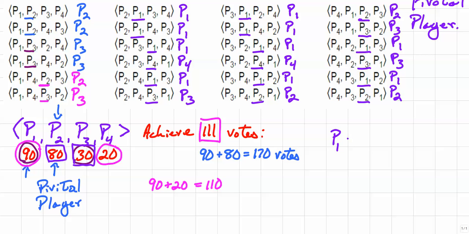which is really going to be my Shapley-Shubik 1, SS sub 1, and we simply count the number of p sub 1s. We'll go ahead and count them off. 1, 2, 3, 4, 5, 6, 7, 8, 9, 10. So p sub 1 will be 10.